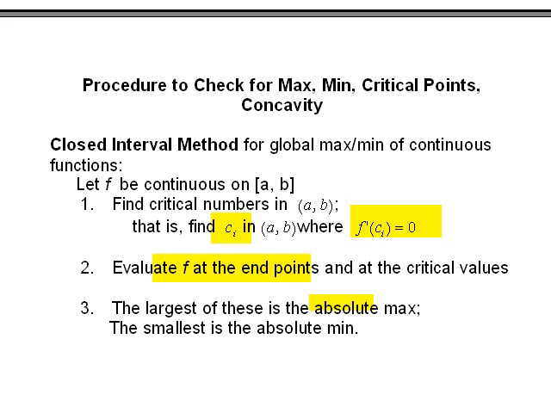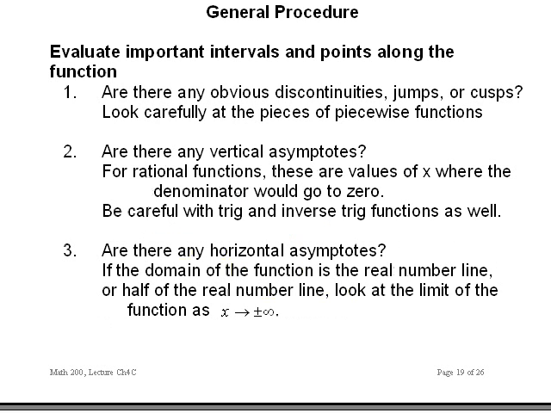Then evaluate the function at the endpoints and at these critical values. The largest of these is a global max. The smallest of these is a global min. And here is sort of the general procedure that is suggested for just basically eyeballing functions.